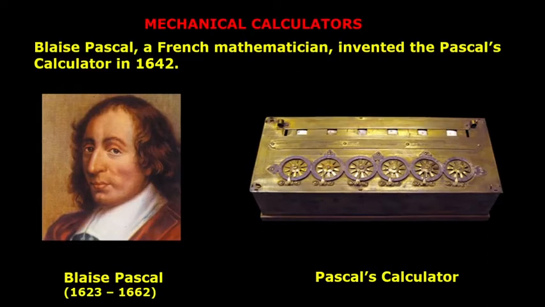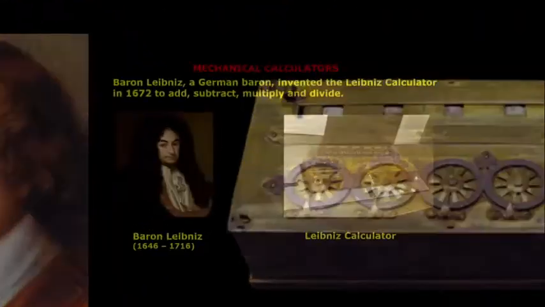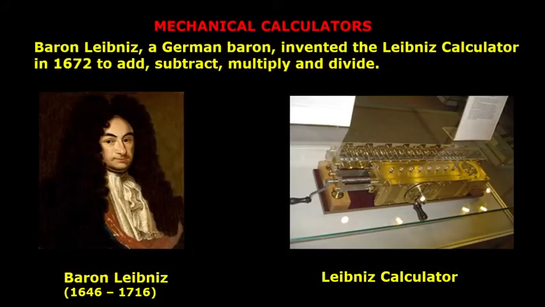Blaise Pascal, a French mathematician, invented the Pascal's calculator in 1642. Pascal was born in 1623 and he died in 1662. His calculator is also called Pascaline. Baron Leibniz, a German baron, invented the Leibniz calculator in 1672 to add, subtract, multiply, and divide. Baron Leibniz was born in 1646 and he died in 1716.